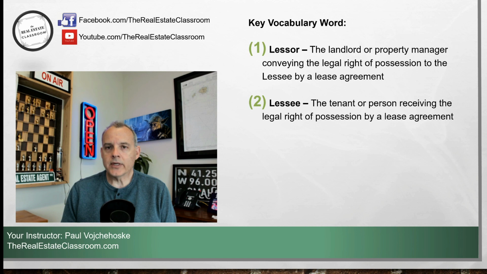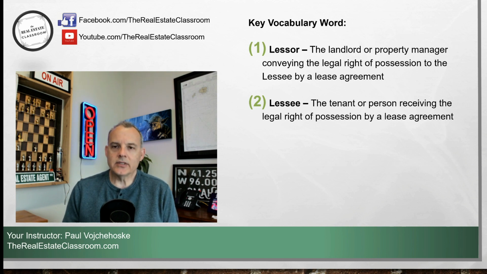Again, the next two terms I want to talk about are lessor and lessee. Now, we're all familiar with landlord and tenant. That's the street name, if you will. But they have legal names, and their legal names are lessor and lessee. The lessor is the landlord or the property manager who is authorized to act on behalf of the landlord. And then the lessee is the tenant.